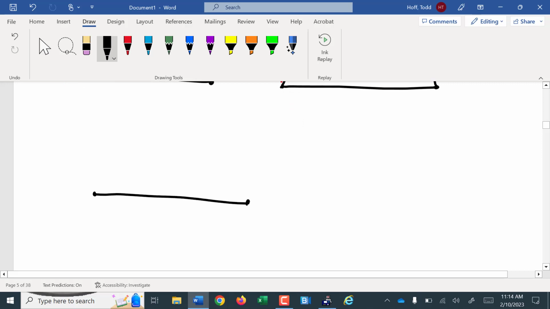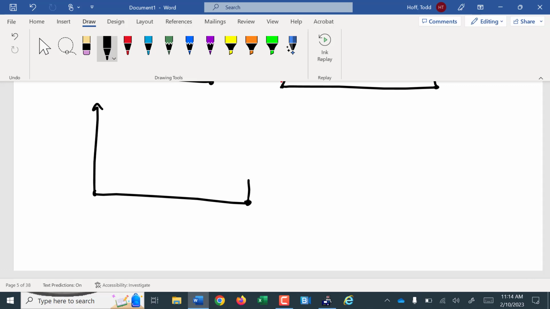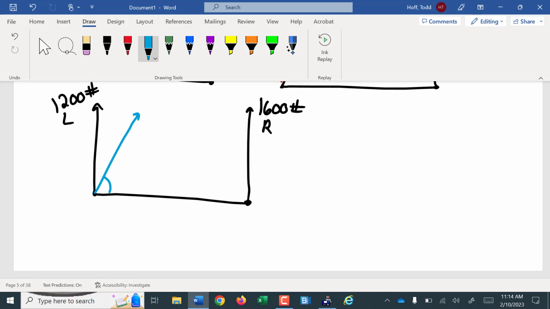So if I have a structure here that requires, let's say, 1,200 pounds on this end and 1,600 pounds on that end, on the right ends. That would be if the cables are straight up. But if I am going to angle this cable here, and let's say this angle is 70 degrees, that cable has to be able to hold more than 1,200 pounds.